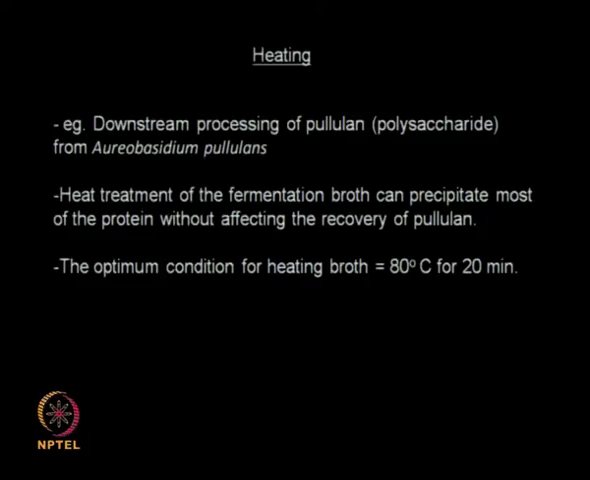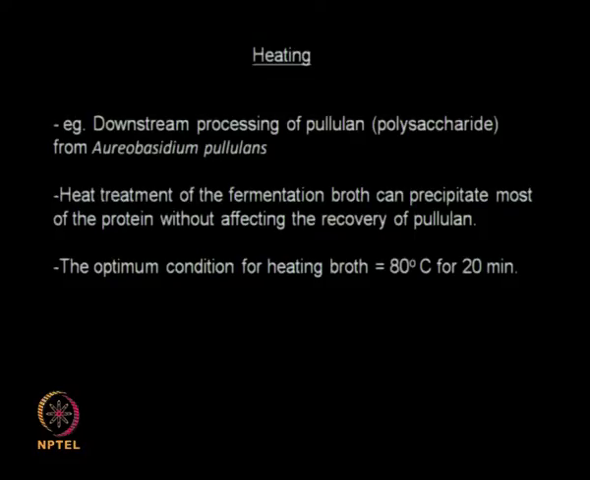Suppose I want to process a polysaccharide like pullulan, which is fermented from a microorganism. When we heat it, certain precipitates form, precipitates of the protein, without affecting the pullulan. So the proteins which may be hindering the recovery of pullulan can be removed by this type of heating. When you heat, the proteins get denatured, and when the proteins get denatured they precipitate out. So you can separately recover the pullulan. That is the main advantage of heating in this particular case, and it is a very good separation process.